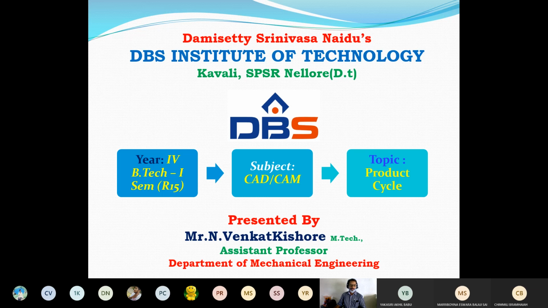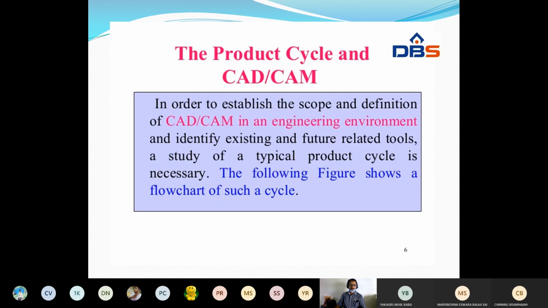Then, what is meant by a product cycle, how will the product cycle be available, and what is the purpose of the product cycle? In order to establish the scope and definition of CAD CAM in an engineering environment and identify the existing and future related tools, a study of a typical product cycle is necessary. That means for every product we have to create a product cycle for an engineering environment in a CAD CAM system.